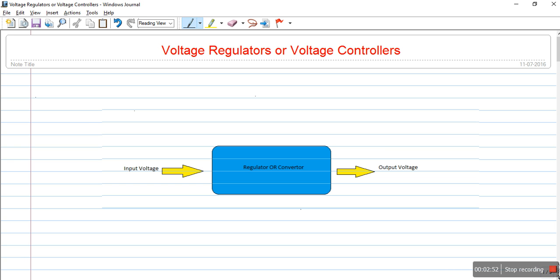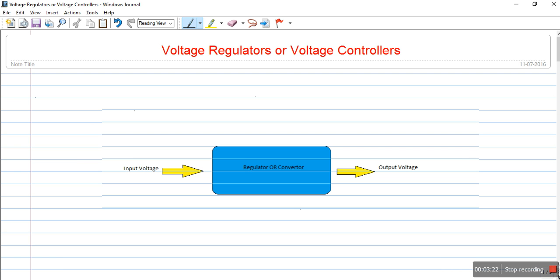Conversion can be of several types: DC to DC conversion, AC to AC conversion, AC to DC, and DC to AC. In case of voltage regulators and voltage controllers, you may want AC to AC conversion. Like, I have 120 volt AC or 220 volt AC, but I want only 20 volt AC to supply a device. That is the AC to AC conversion, where you just step down the level of voltage.